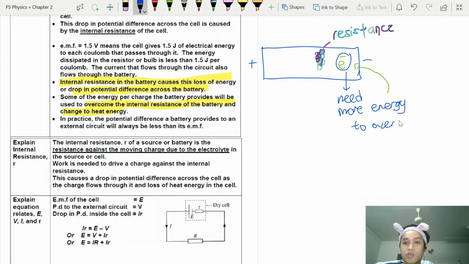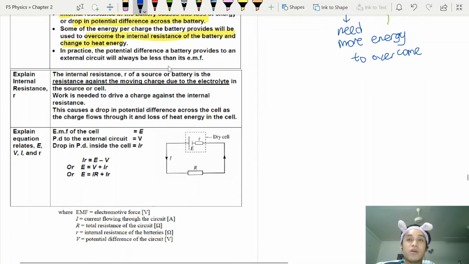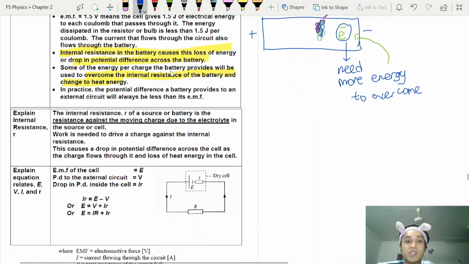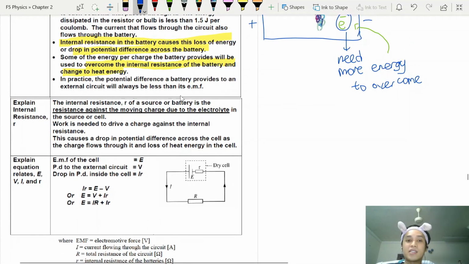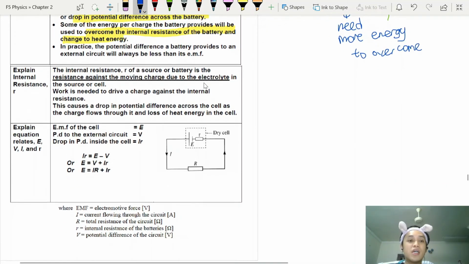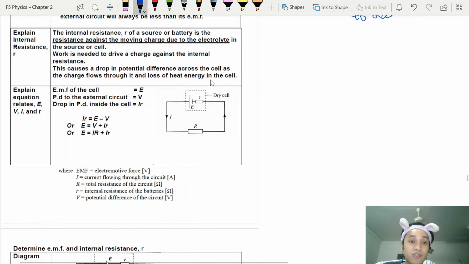In order to overcome the resistance so that they can pass through, you need more energy to pass through, so it makes sense, right? If somebody is stopping you, of course you need larger energy in order to go through them. That is why your energy level will drop. So remember that your potential difference will always be lower than EMF. EMF is like the max voltage that you can have in your electrical circuit.